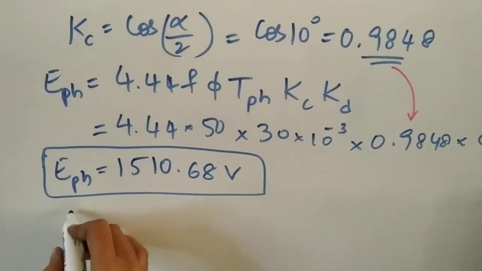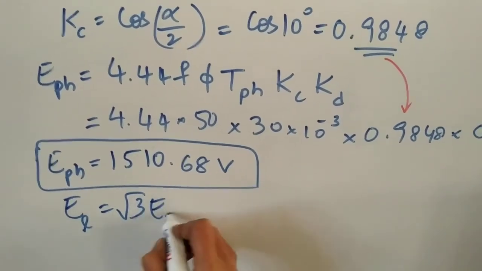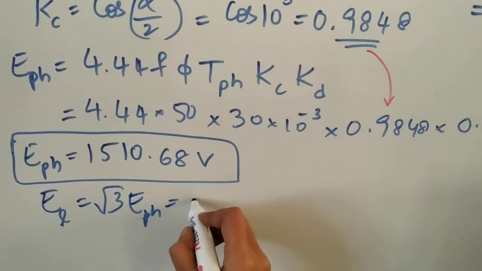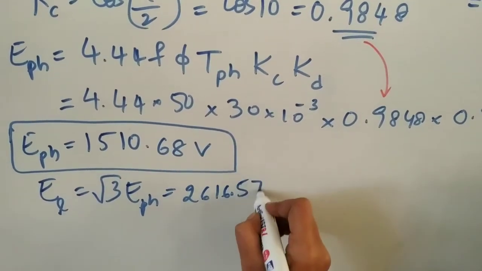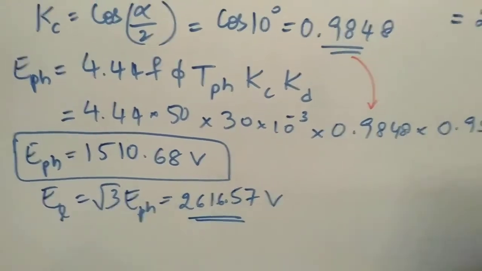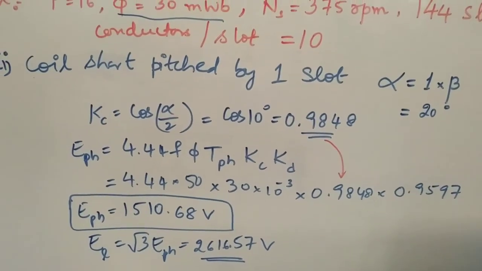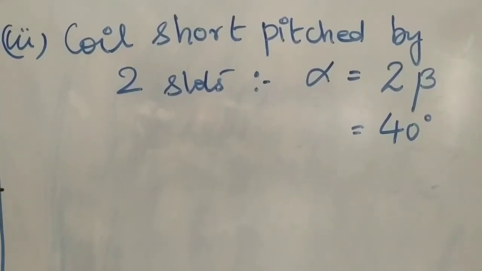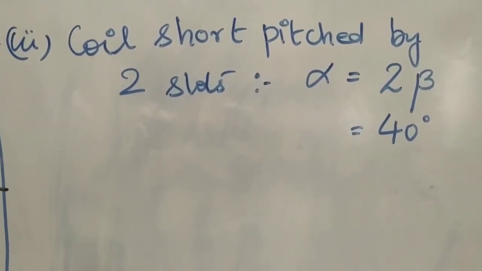Similarly, as in the previous case, how you found the E line voltage, E line can be solved as E line is equal to root 3 into E phase. So that value results in 2616.57 volts. So this is how we can solve the second sub question. Now let us move on with the third sub question. In the third sub question, the coil is short pitched by 2 slots.